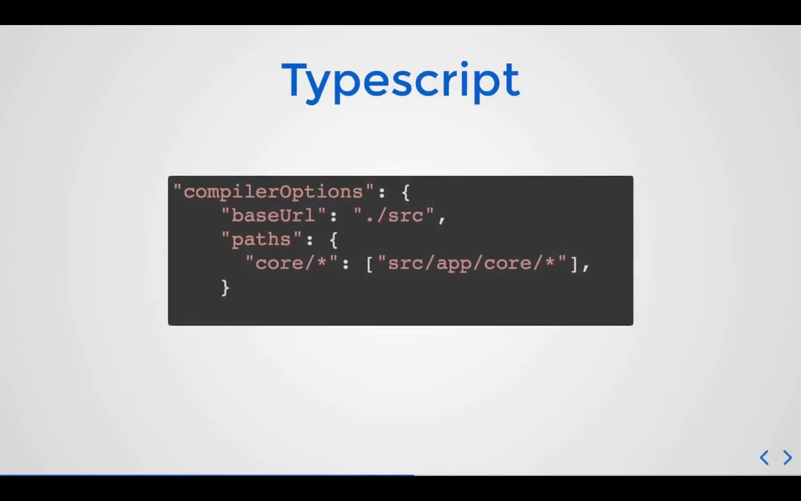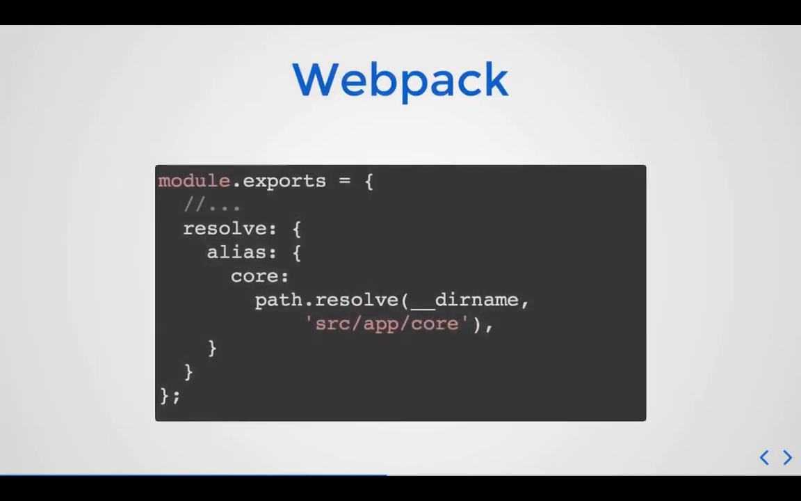In TypeScript, you have two options, base URL and paths. With base URL, you specify a folder or a path from your project that will be used as the base whenever you import something. And then you'll be able to write absolute paths related to that base, or you can create a path that, again, we define core to go to source app core. Basically, it's the same thing as we have here.